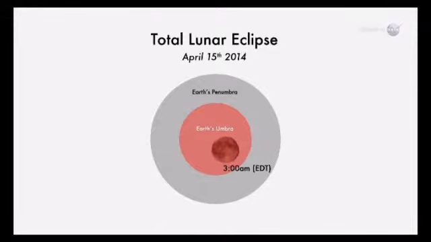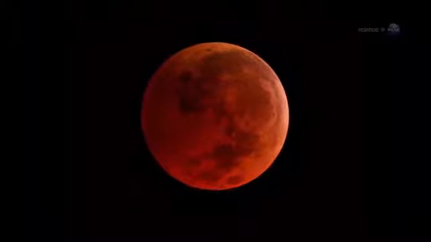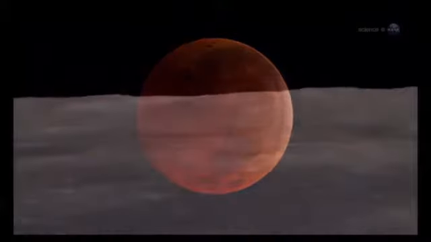Totality occurs during a 78-minute interval, beginning around 3 o'clock in the morning on the East Coast, midnight on the West Coast. Weather permitting, the red moon will be easy to see across the entirety of North America. Why red? A quick trip to the moon provides the answer.